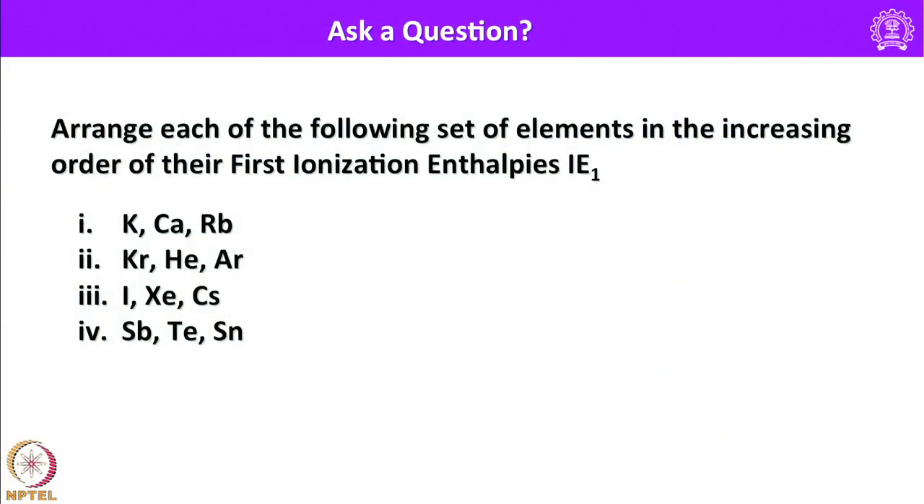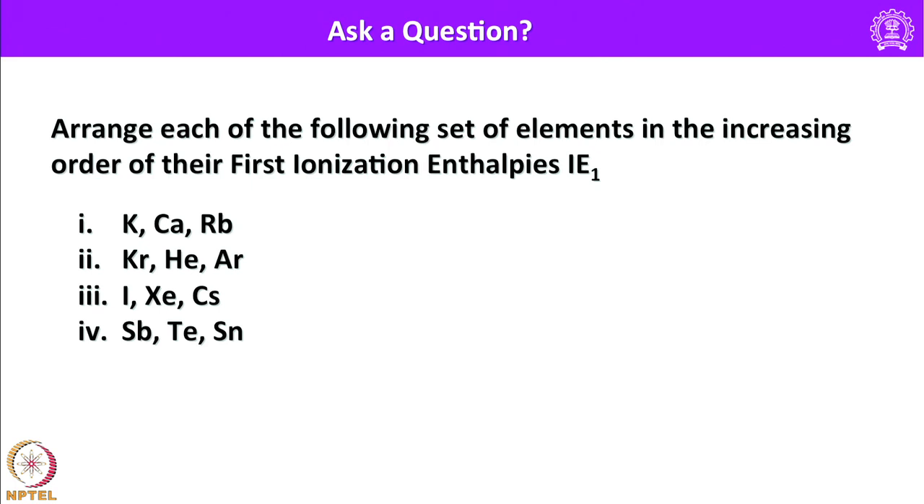Now another question. Arrange each of the following sets of elements in the increasing order of their first ionization enthalpies. I repeat again, arrange each of the following sets of elements in the increasing order of their first ionization enthalpy. We have 4 sets. In the first set we have potassium, calcium and rubidium. Next we have krypton, helium and argon, and third one we have iodine, xenon and cesium. In the last series we have antimony, tellurium and tin.